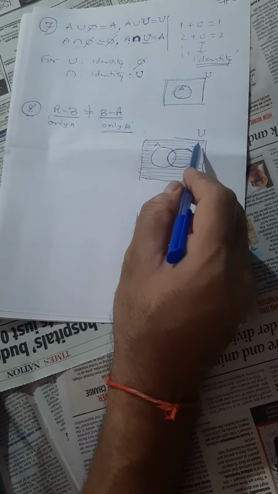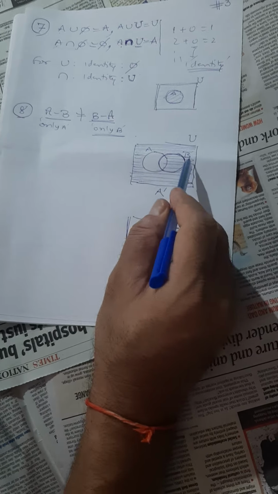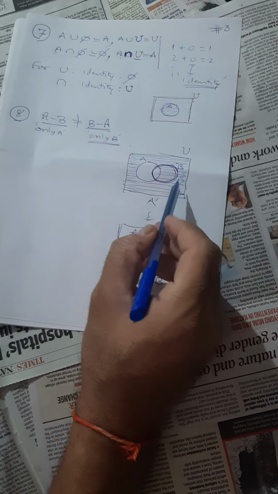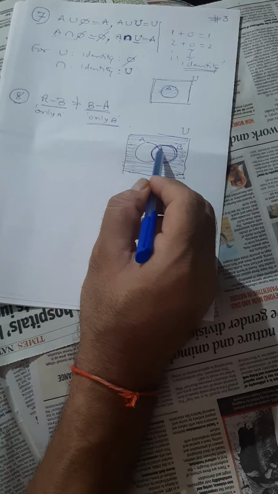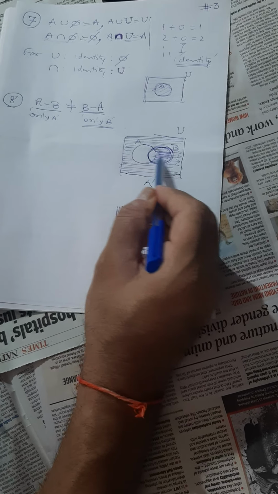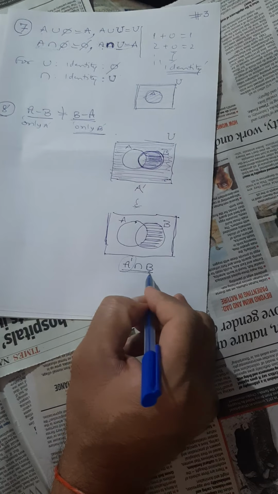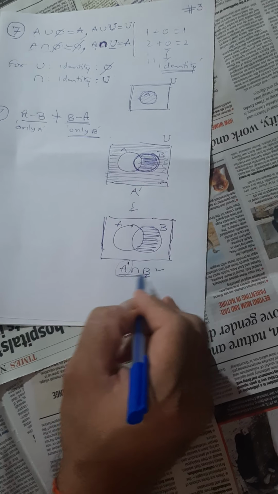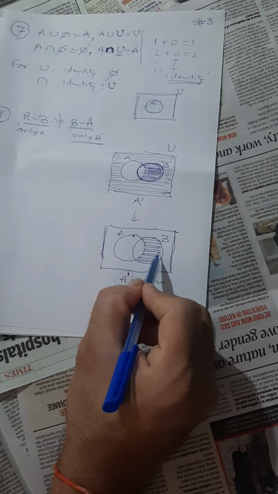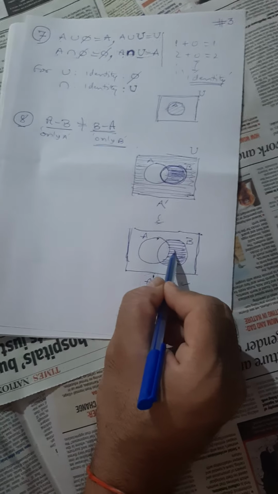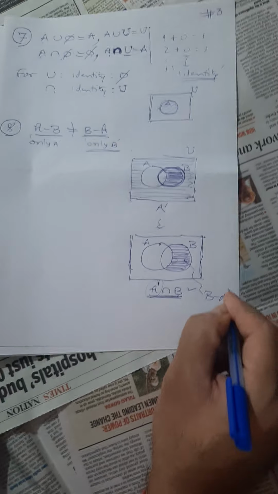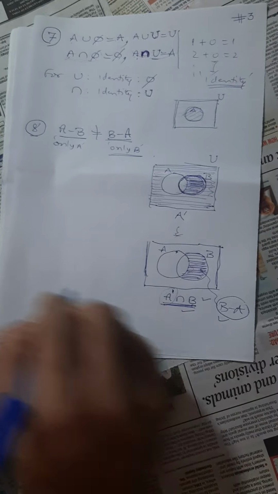I repeat, the shaded portion is this A dash. The circle of B is this. Now what's the common in these two? That is this portion only. This is the common portion, this much only. That is what I have shown here, A dash intersection B. So from this, now you recall, what is this shaded portion? It is nothing but just B minus A. So you can say that these two are equal.